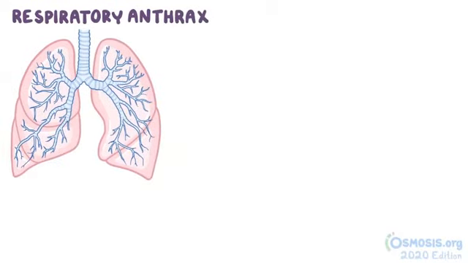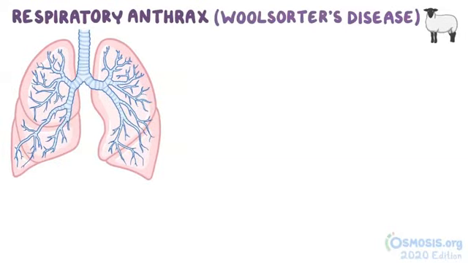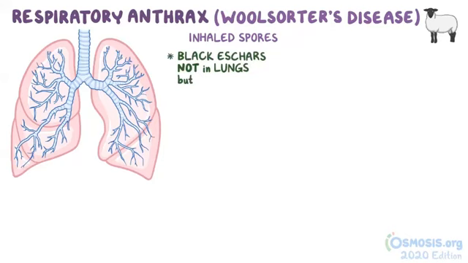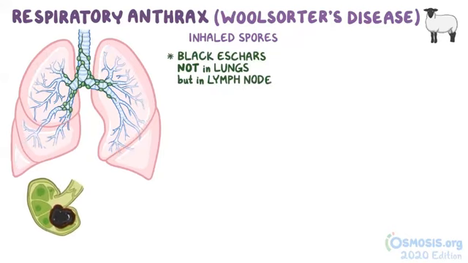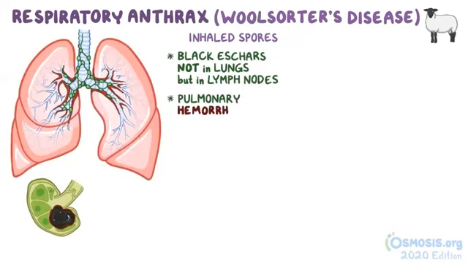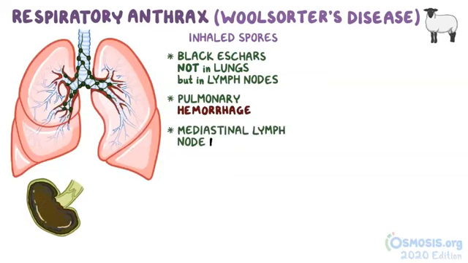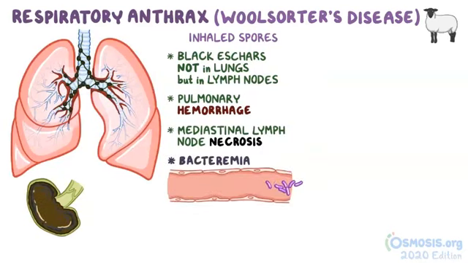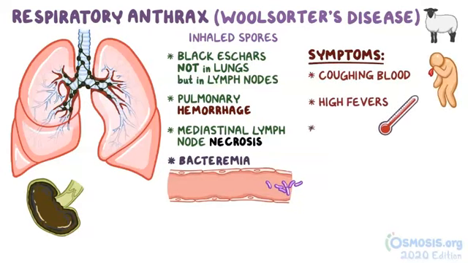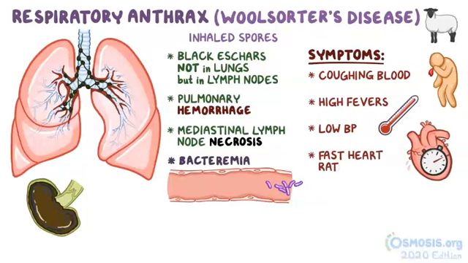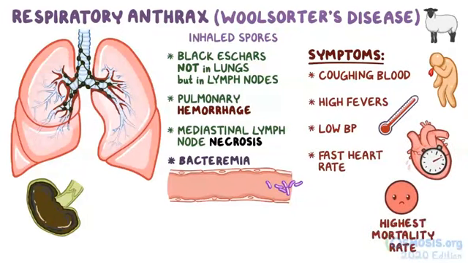Respiratory anthrax, also known as wool sorter's disease, occurs when a person inhales anthrax spores. However, in this form of disease, black eschars do not appear in the lung, but instead in the surrounding mediastinal lymph nodes. This can lead to pulmonary hemorrhage, severe mediastinal lymph node necrosis, and bacteremia, which is when the bacteria enter the bloodstream. This results in coughing up bright red blood, high fevers, low blood pressure, and a fast heart rate. So unfortunately, this form of anthrax is associated with the highest mortality rate.